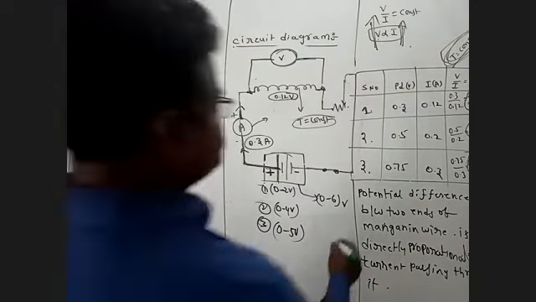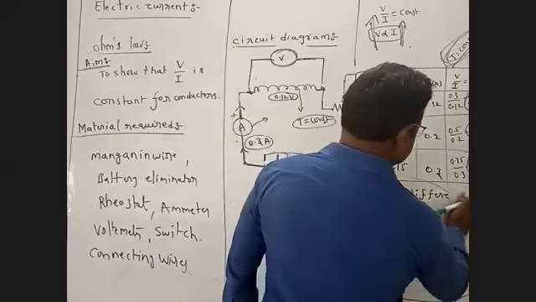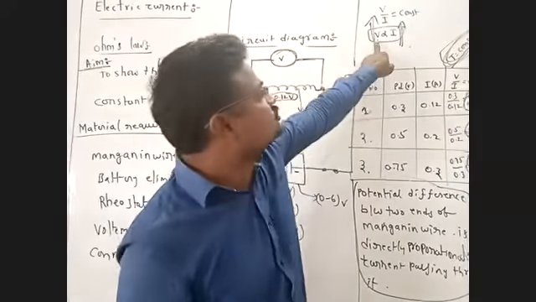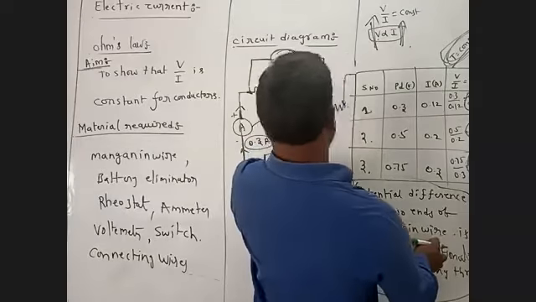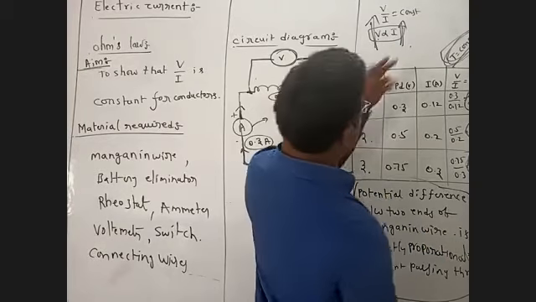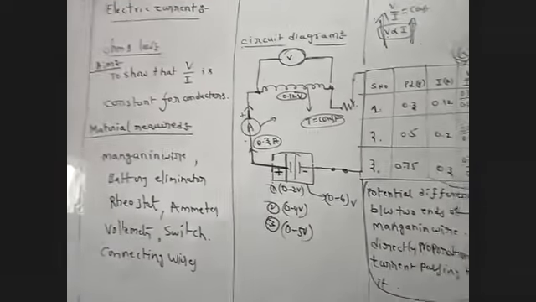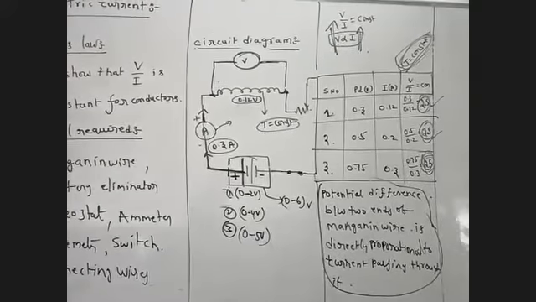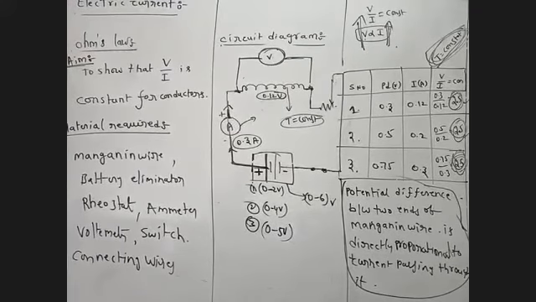This is a conclusion. So what is the conclusion? The potential difference between two ends of the magnet wire is directly proportional to the current passing through it. This is the conclusion.